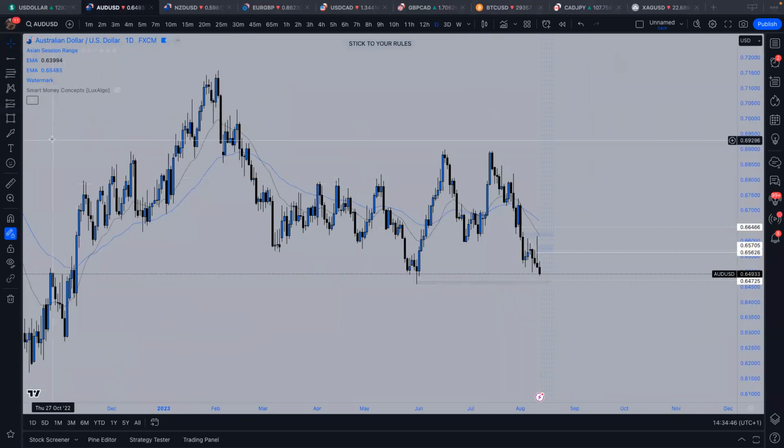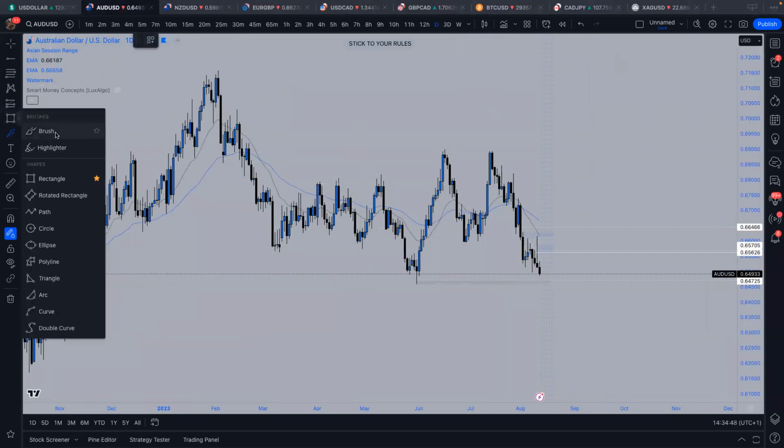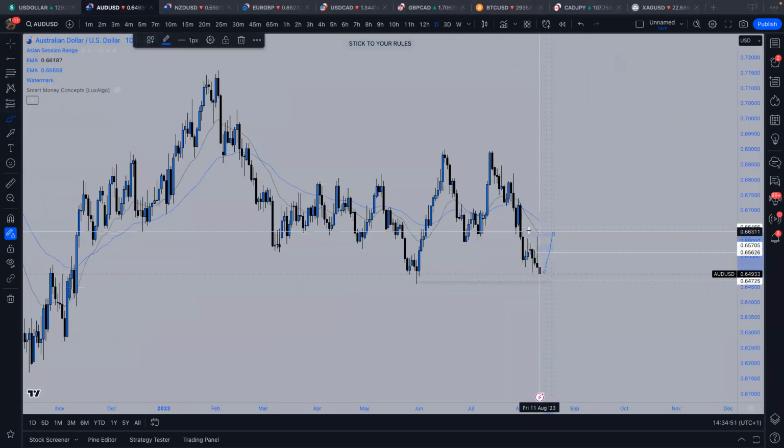What I did want to see is some sort of pullback up into this region here. But if we actually do confirm break this low, that means we could then have a pullback and then the continuation, or we just have a pullback and just run everything. So I'm going to be quite interested to see what happens on this pair.